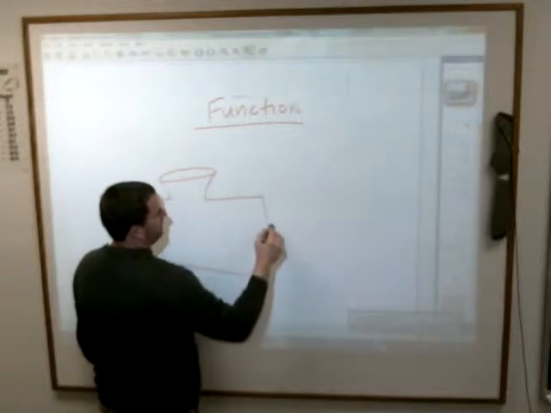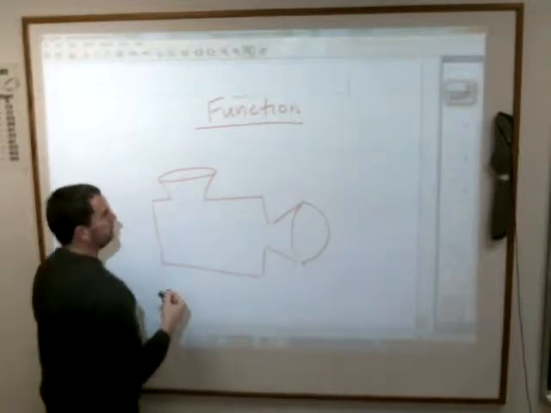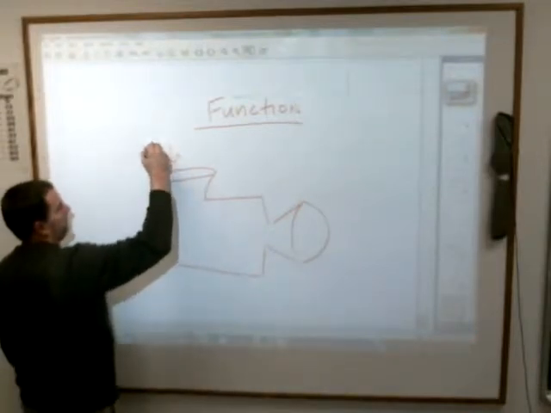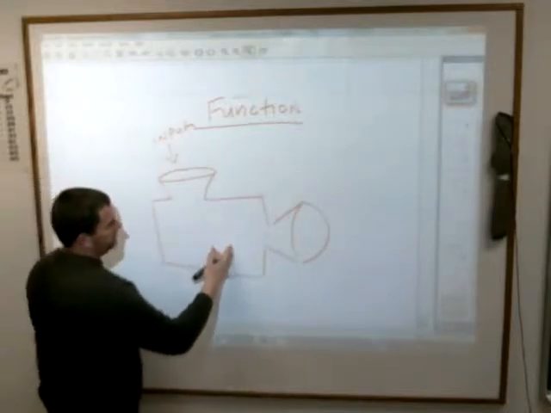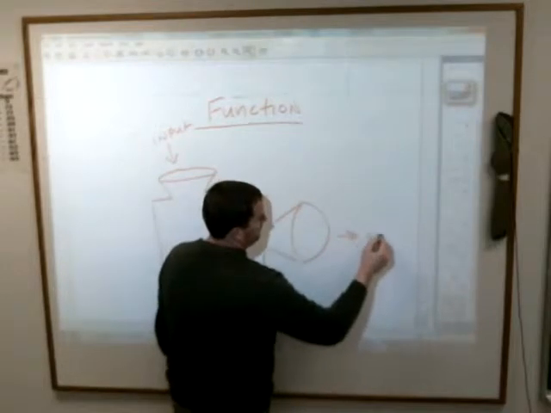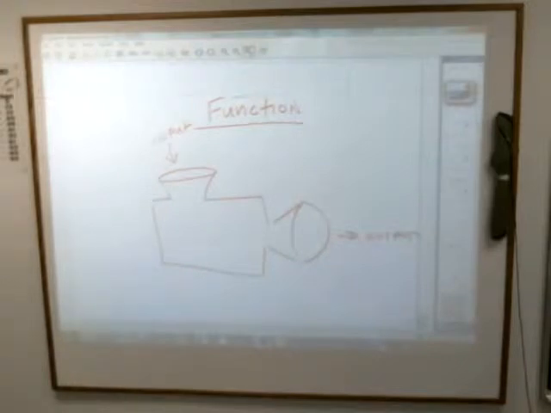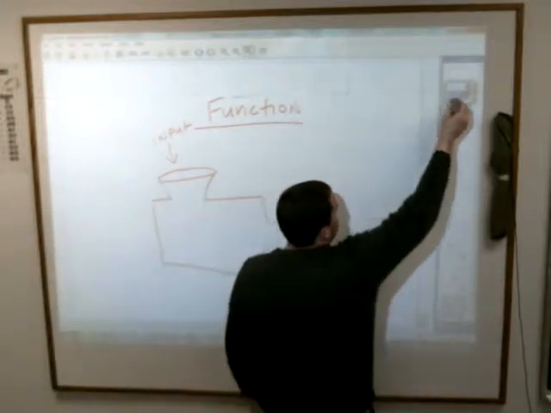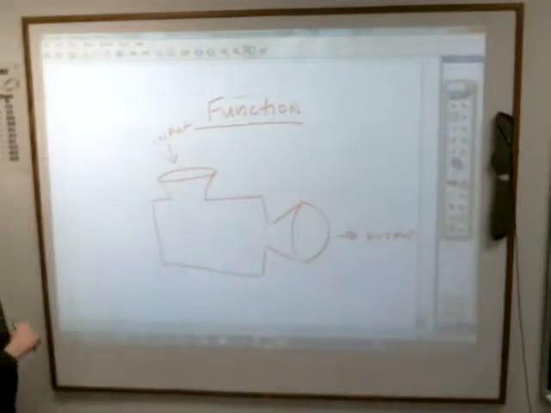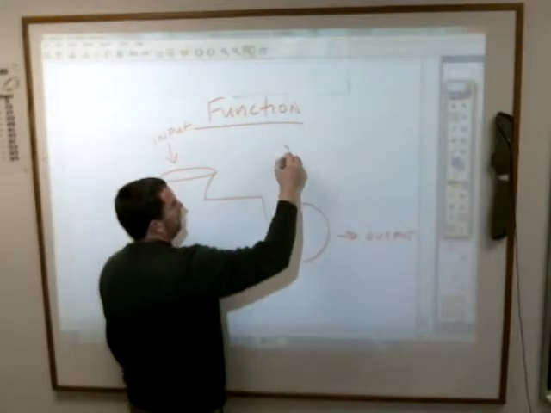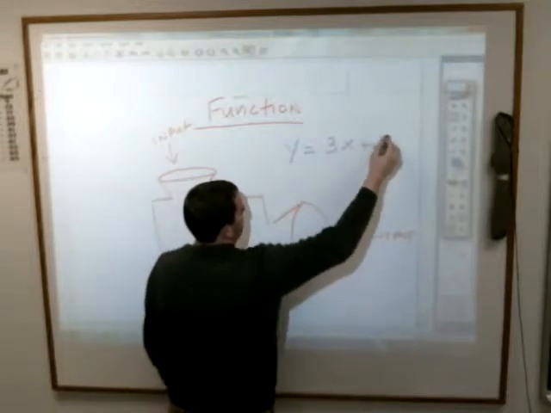So, let's draw this again, because the book actually said a good thing. This is your input numbers, and then there's some sort of an equation or some sort of change, and then comes out this little thing here, some sort of output number. Okay, the input number, get a different color here. Okay, let's just say I have this equation. Y equals 3x plus 2.